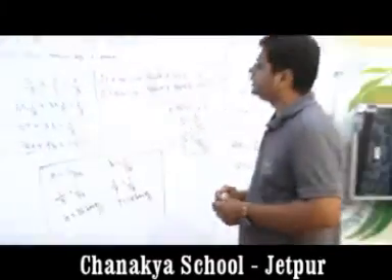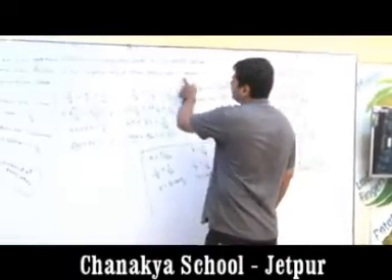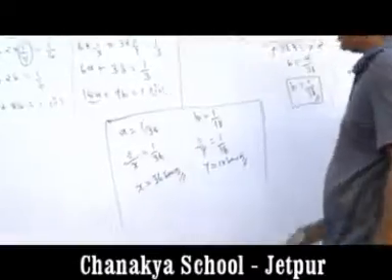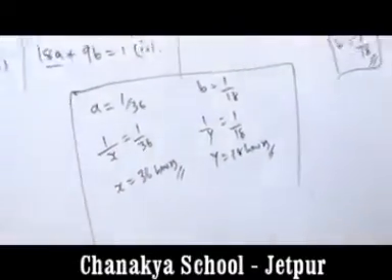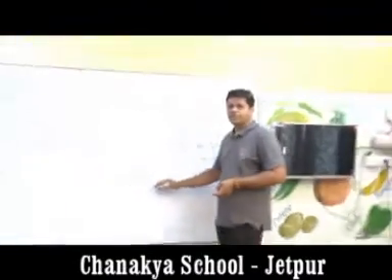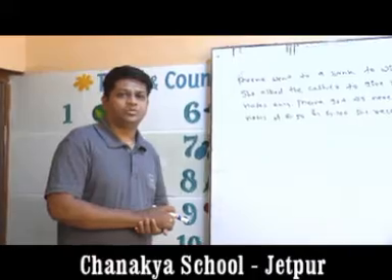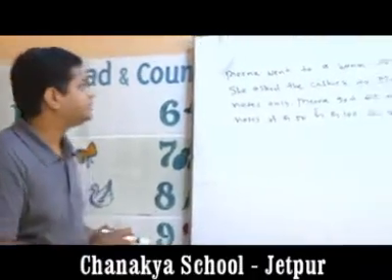Therefore students, it means that time taken by one man equal to 36 hours and time taken by one woman to complete the work is 18 hours. Here students, we get complete. Okay students, now moving to next problem.